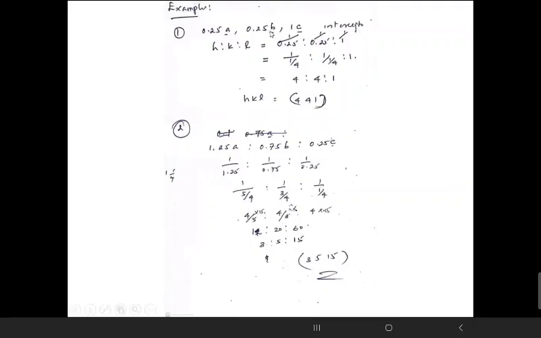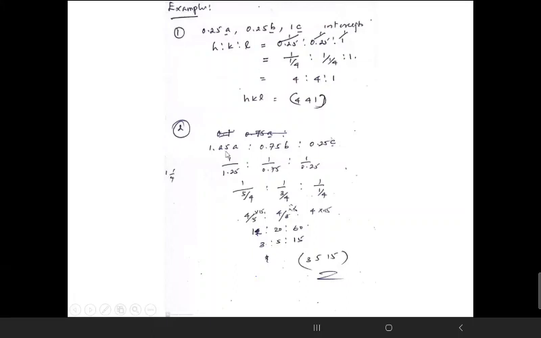0.25a, 0.25b, 1c. These are the intercepts. So you need to find out hkl. To find hkl, you need to find 1 over P : 1 over Q : 1 over R, where P, Q, R are the intercepts. So 1 over 0.25, 1 over 0.25, 1 over 1. So 4 : 4 : 1. So the hkl is 441. You can't insert any commas, and you have to use a round bracket for the plane. Square bracket for the direction, round bracket for the plane.